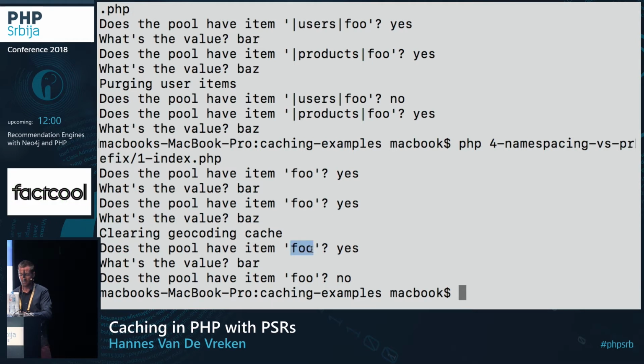Does the pool have item foo? Yes. The value is bar. Does the geocoding pool have item foo? Nope, because we cleared it.